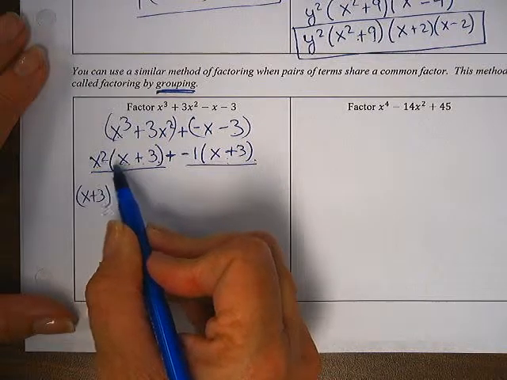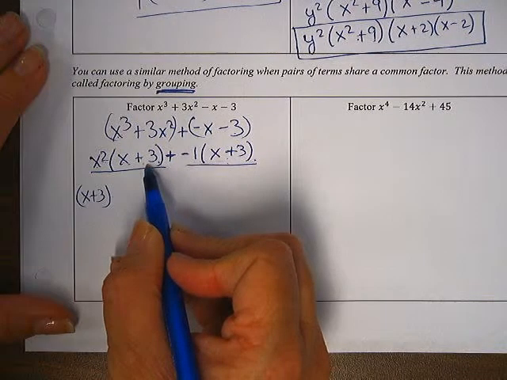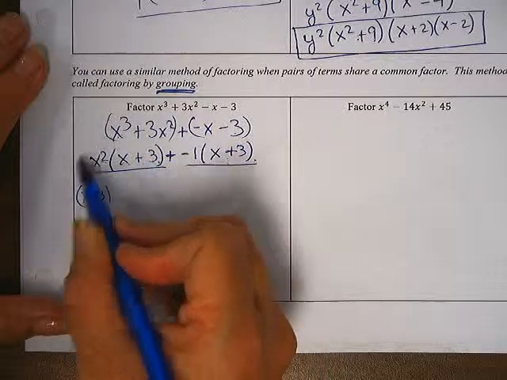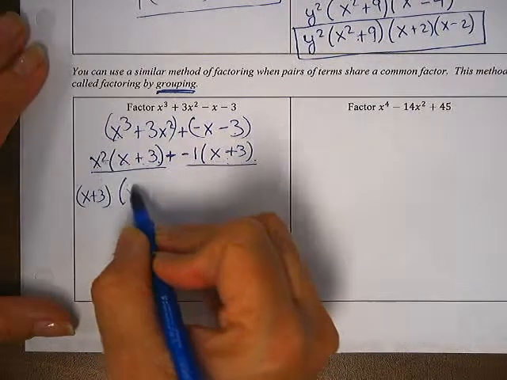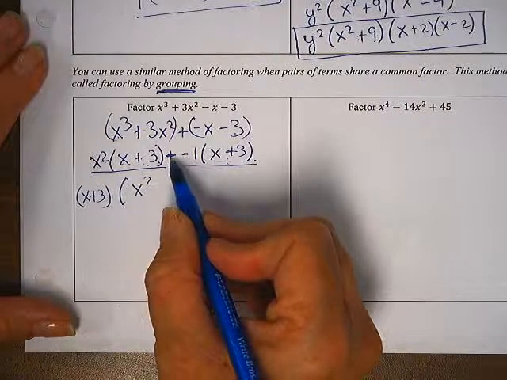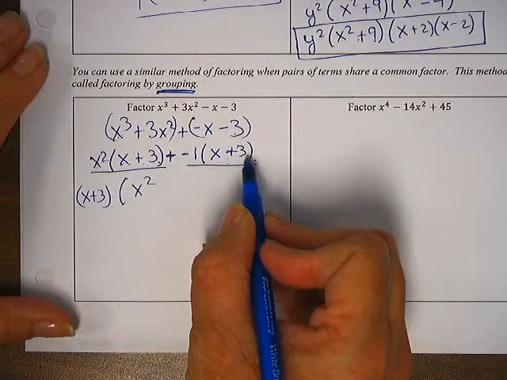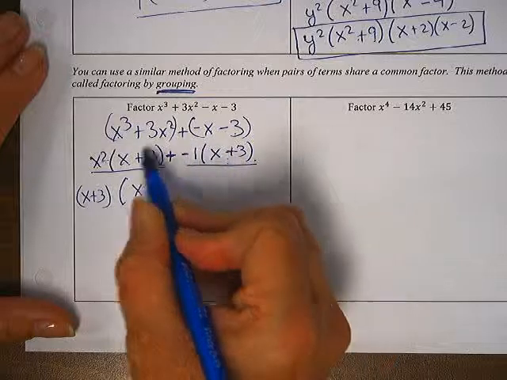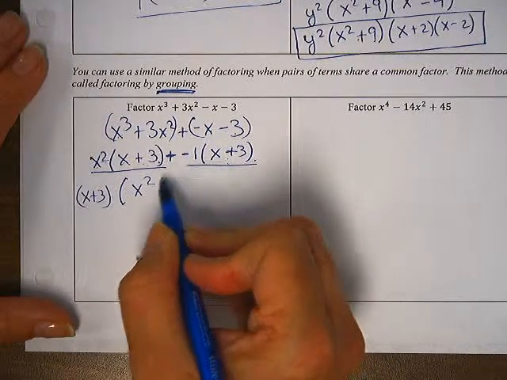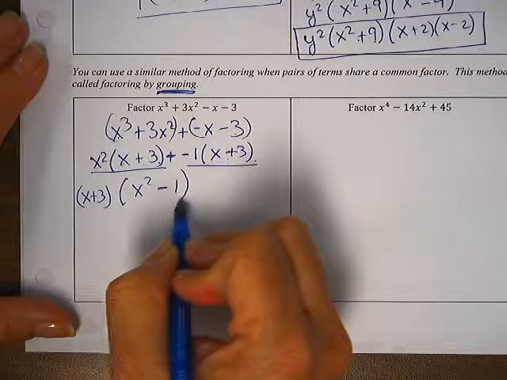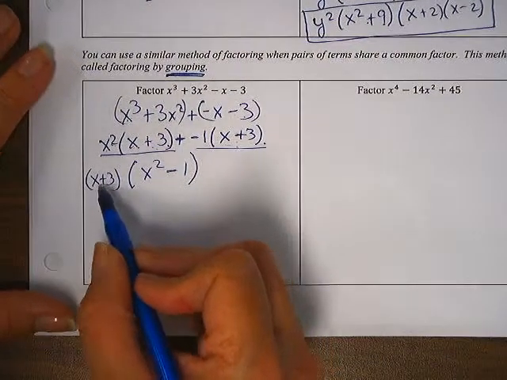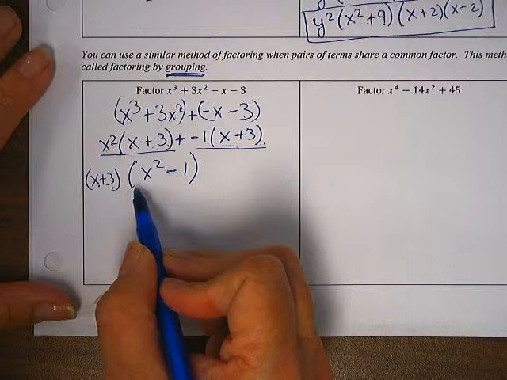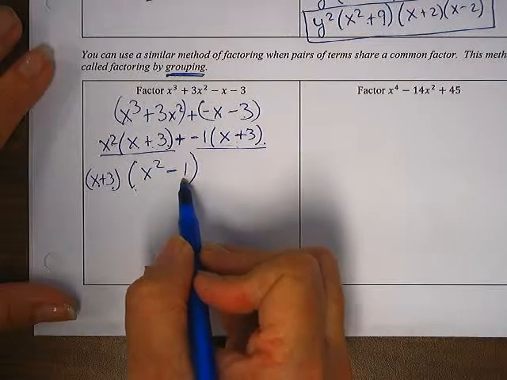So if I had x squared multiplied by x plus 3, and I divided that by x plus 3 to pull it to the front, what do I have left? And the answer is just the x squared. Now from our second term, if I factor out the x plus 3, all that's left is that negative 1. So now we have our things broken down a little bit further. We have x plus 3 times x squared minus 1.